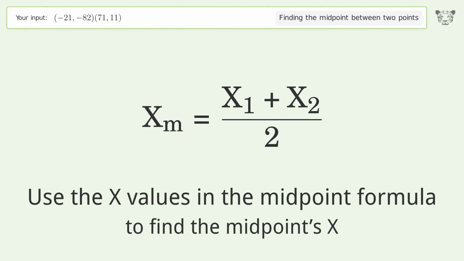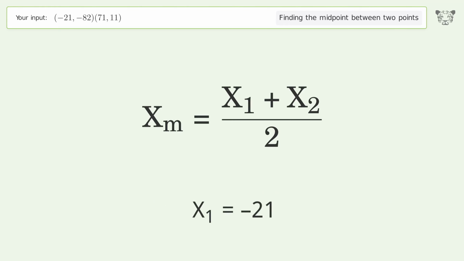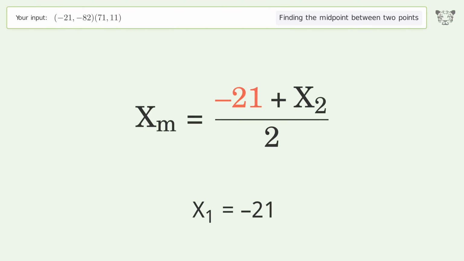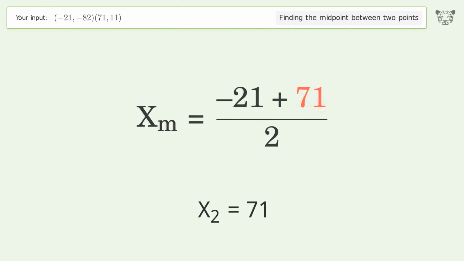Use the x values in the midpoint formula to find the midpoint's x. x1 equals -21. x2 equals 71. Simplify the arithmetic.